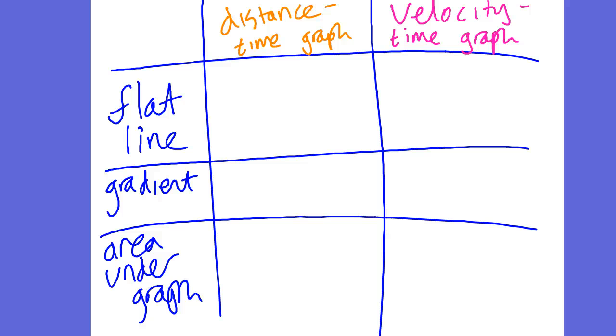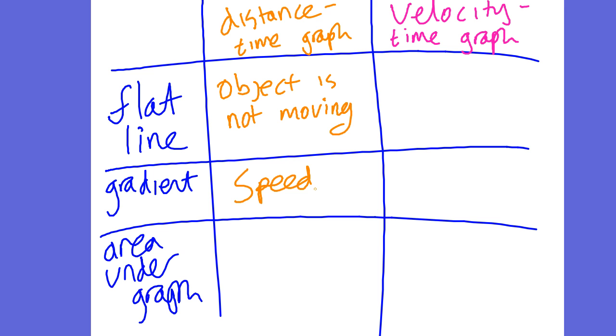Okay, just have a look at this first. Just try and think, can you fill in all the boxes? What should go where? So a distance time graph, flat line means the object is not moving. Gradient of a distance time graph gives you the speed. And the area under the graph gives you nothing. Okay, it doesn't actually mean anything.